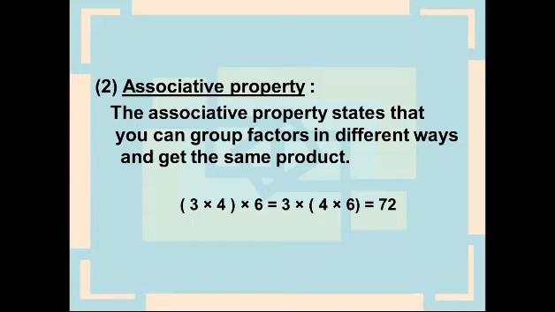And if you multiply 4 by 6, it will be 24. 24 multiplied by 3 equals 72 also. A multiplied by B multiplied by C is the same as A multiplied by B multiplied by C, and we change the grouping.